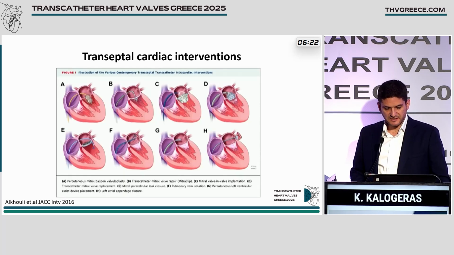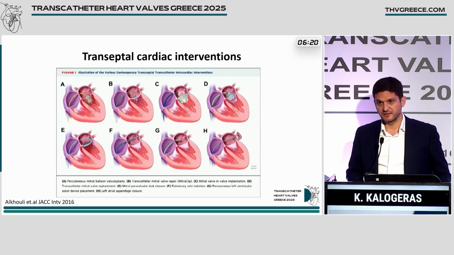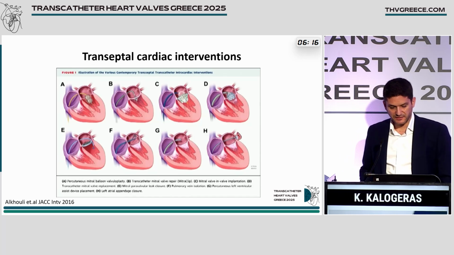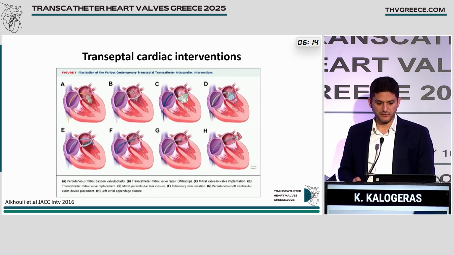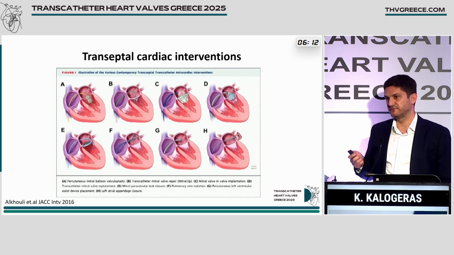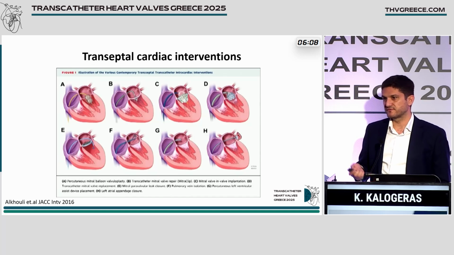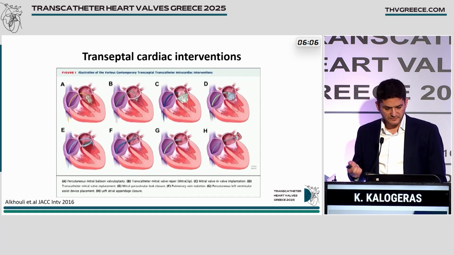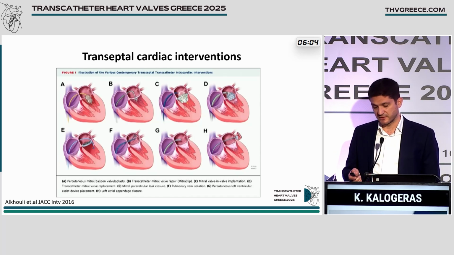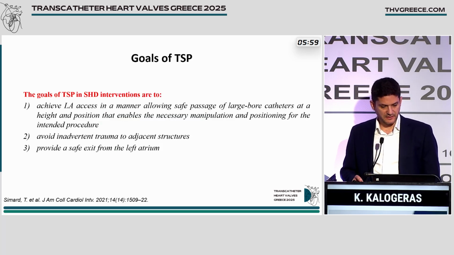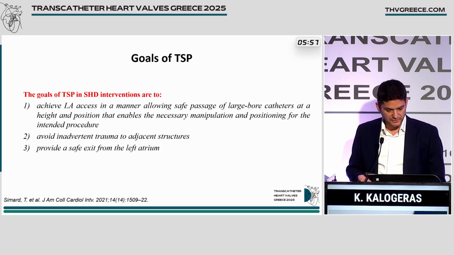And as you can see here, nowadays we need the transseptal puncture in order to access the left atrium for a mitral valve, for MTEER, for a valve, for valve in ring, for PVL closures, for LAA occlusions, and electrophysiologists also for ablations. The goals of a good, ideal transseptal puncture are three.